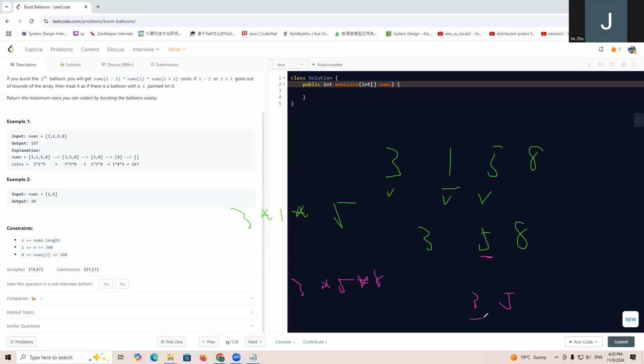And then the next one we burst 3, and we're left with 5. Because on its left there are no balloons, we'll treat it as 1 to count, right? So it will add 1 multiplied by 3 multiplied by 5. And then for the last one, you treat the two sides, left and right, as ones. So 1 multiplied by 5 multiplied by 1, right? So bursting the balloons this way will get the maximum score. So if you give us an array nums, we're asked what's the maximum score we can get.